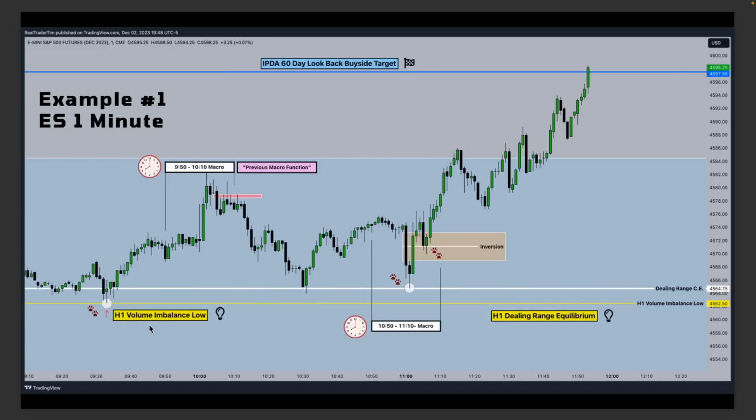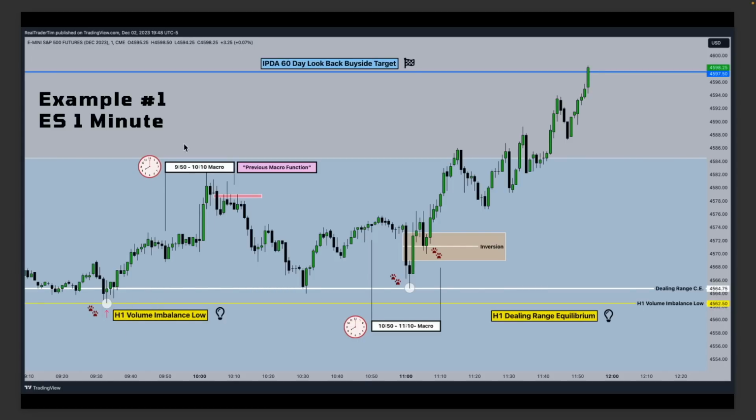After we see this get taken, we're under the assumption that what? We don't want to see this get purged because it's already dug down to equilibrium of the hourly dealing range. It's already tapped that key reference point from the hourly. We don't want to see this get taken. This should be all done with per se, and it shouldn't get delivered lower.